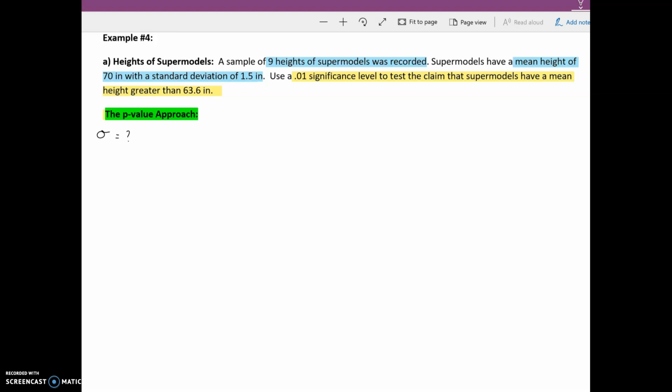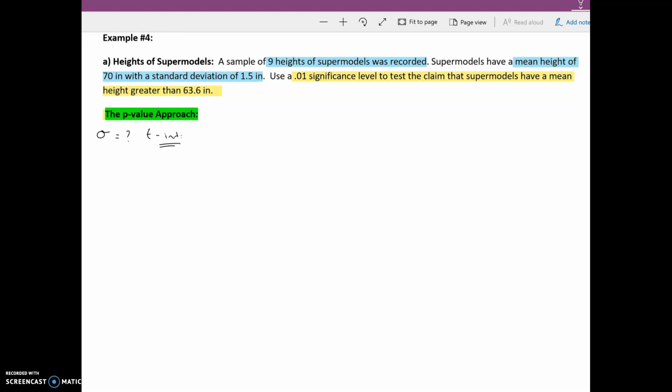It sounds like they're talking about, in this case, that supermodels have a mean height of 70 inches with a standard deviation of 1.5. But this part of the sentence is referred to these 9 individuals. And we know that because the claim is about greater than 63.6 inches for the values of the mean. So in this case, we don't have it. This is going to be a t interval.